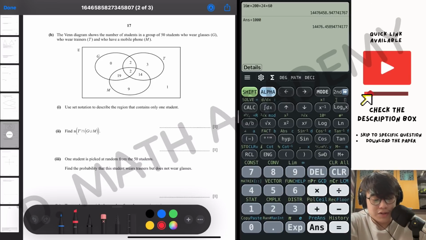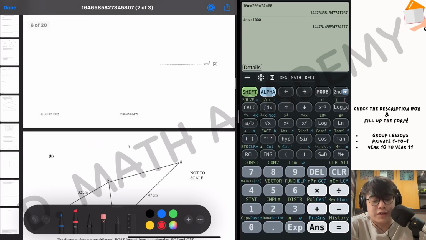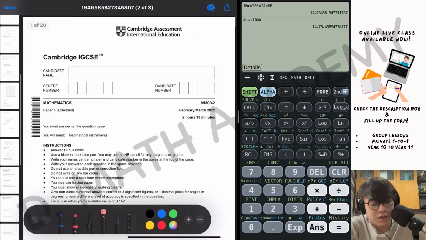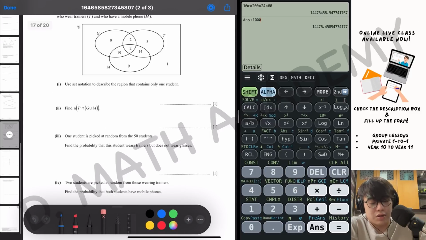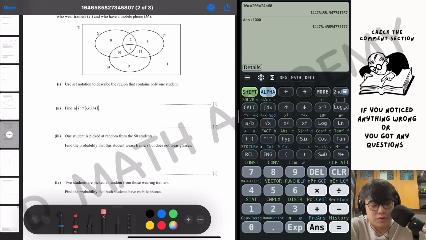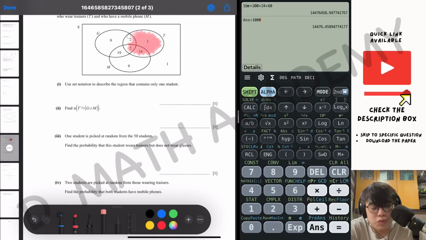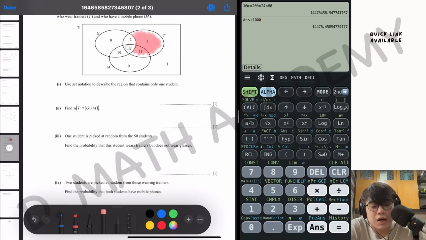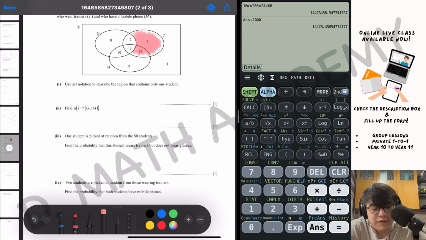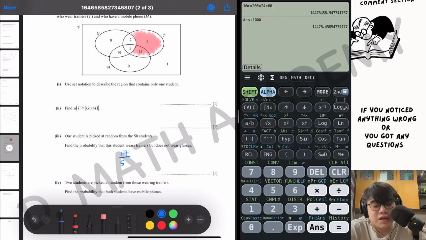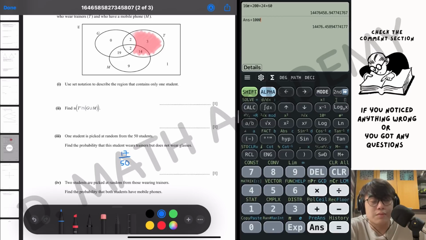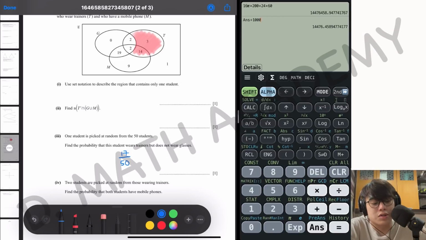So to complete your answers here, for those who wear trainers, you must remove our glasses gang. The parts that I'll be shading is here, but after excluding the students who wear glasses, I only have a few of them left, which is 17 of them to be exact. So my answer will be 17 over 50 as the probability for this question.